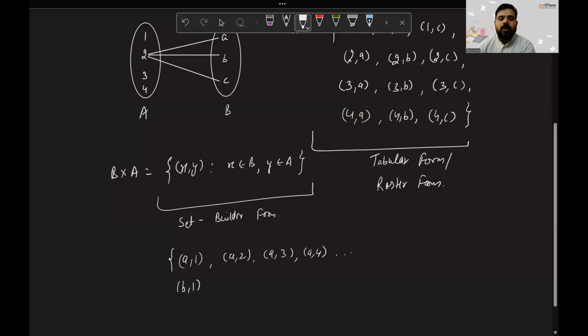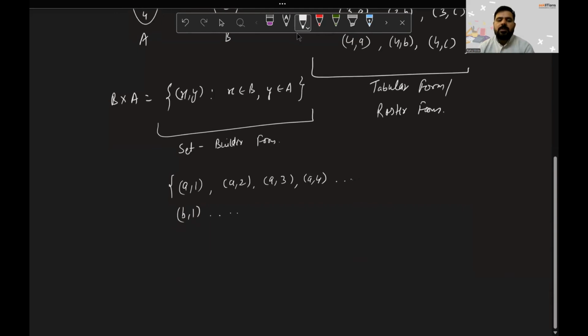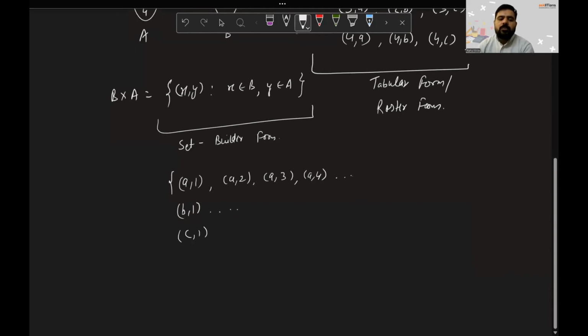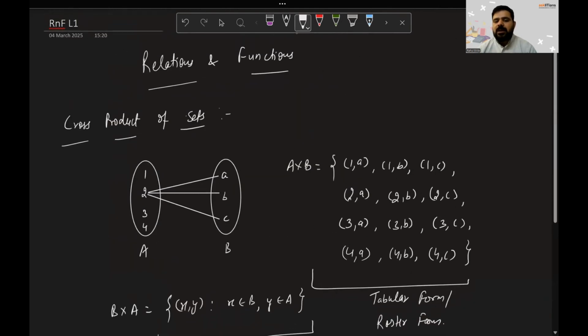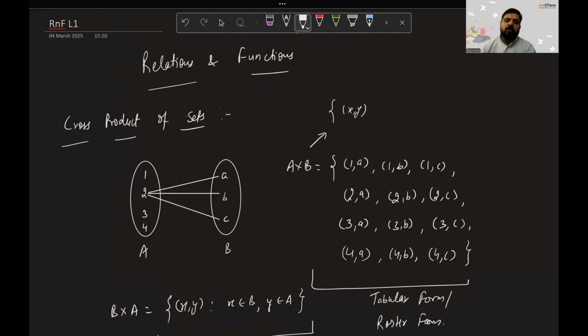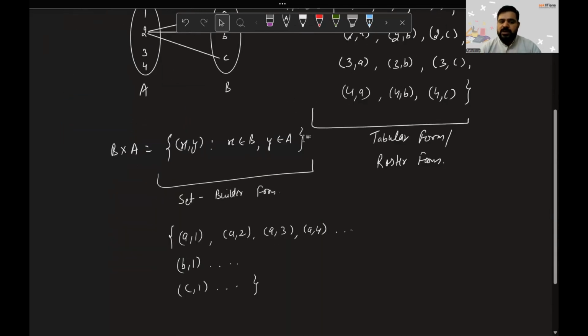Similarly, B comma 1, and so on. Similarly, we'll be having C comma 1. I'm not writing all the elements because you know how we'll be writing these in the roster form. So this is the set builder form. If we try to write the set builder form for this, what exactly will we have? This is going to be a set of all those ordered pairs x comma y, where this x is coming from set A and this y is coming from set B. This is exactly how we define the cross product of two sets.